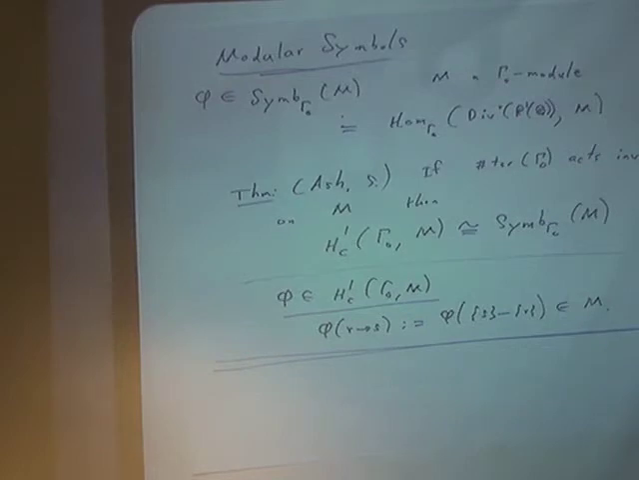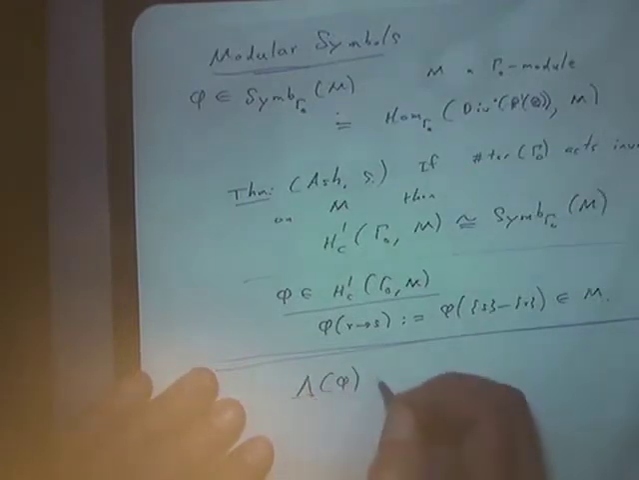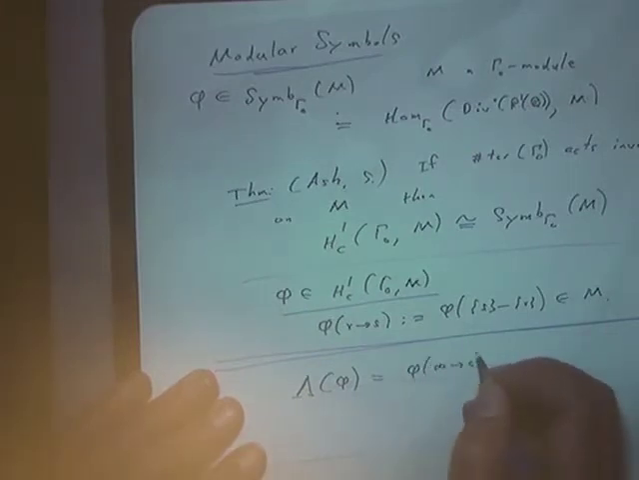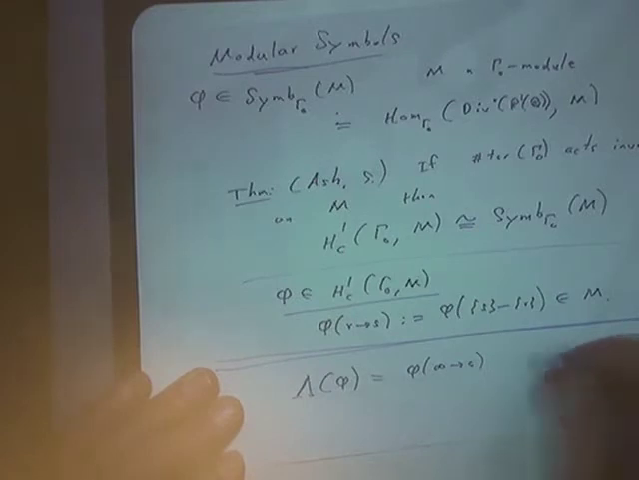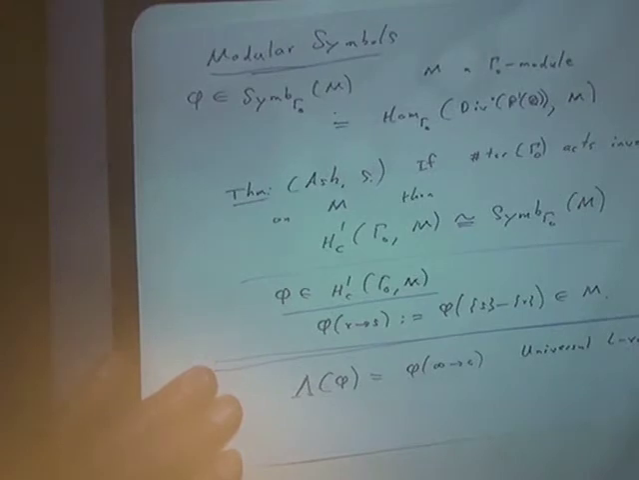Okay, and to be very precise, we define lambda of phi to be the Mellin transform of phi. That's phi, you go from infinity to 0. Let's call that the universal L value. And so you make L values by making cohomology classes and then integrating from infinity to 0. Okay?